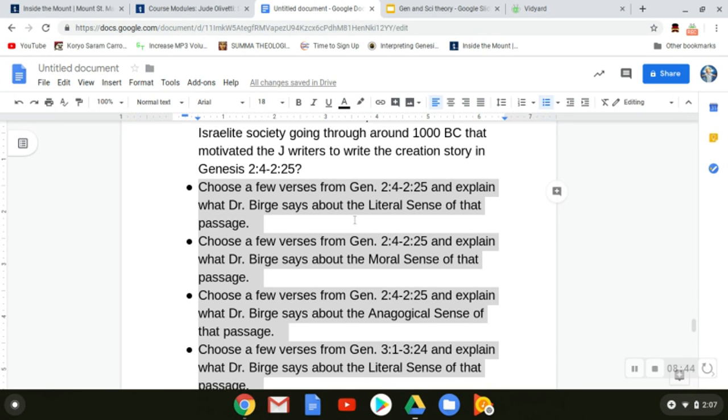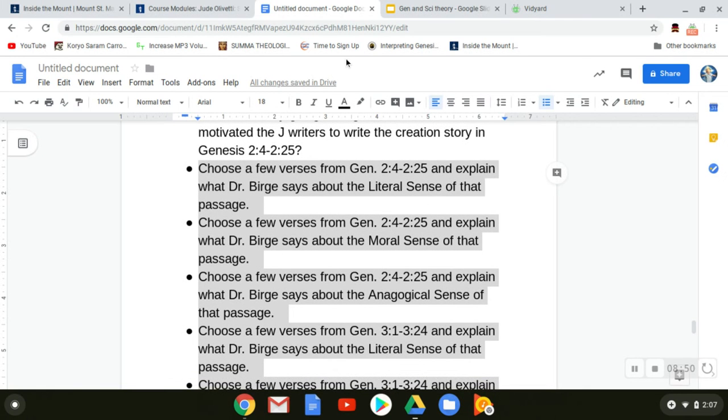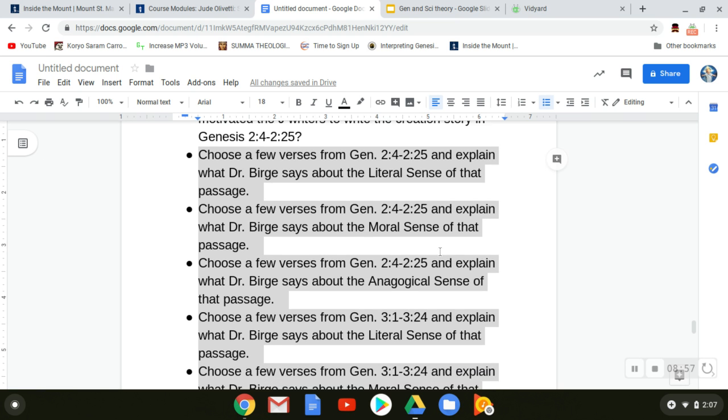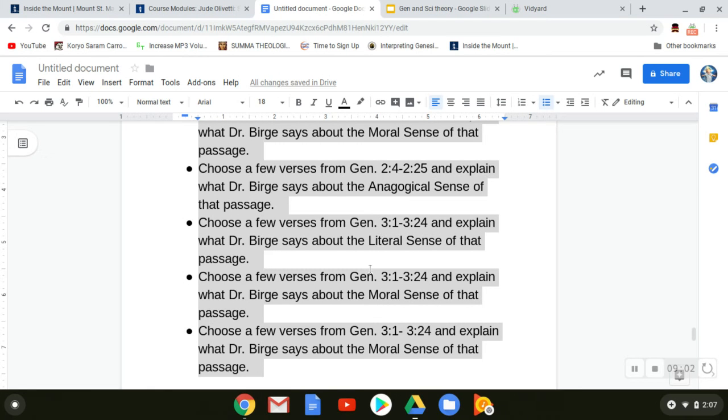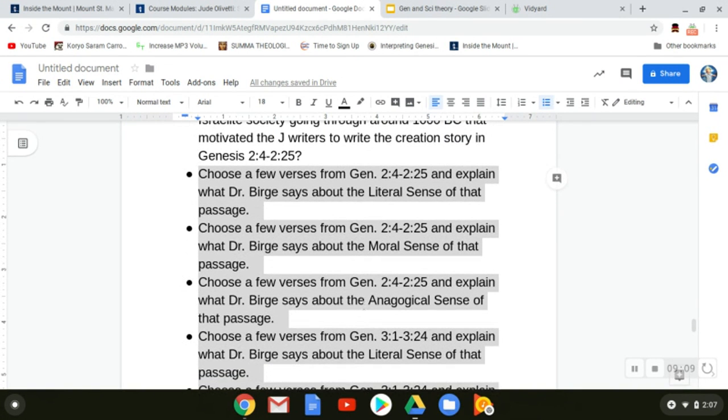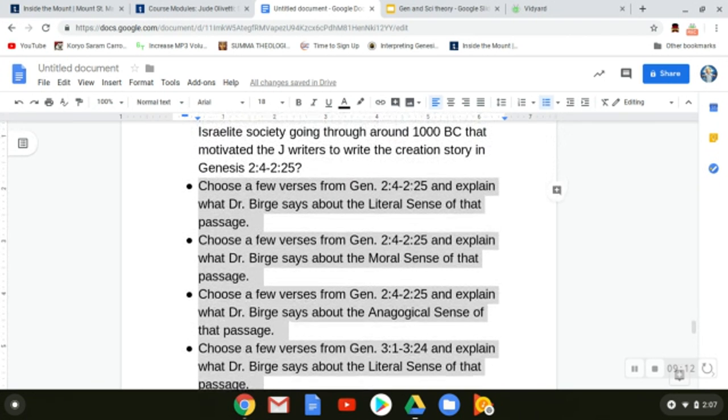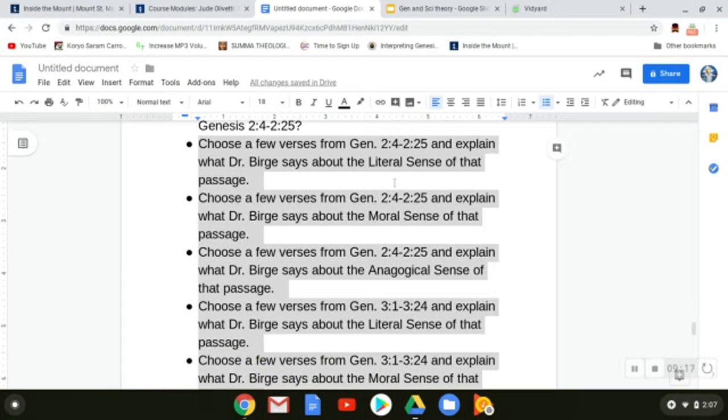You're going to be fine if you can give me a literal and either a moral or an anagogical from the first one, or a literal and a moral or anagogical from the second. Okay, you don't have to do all 3. You're only going to have to do 2 from each section, the first part or the second part of that story. And you won't have to give me both moral and anagogical. You'll be able to give me either one. But make sure you include a literal sense for each one.